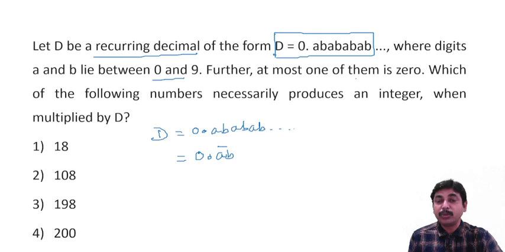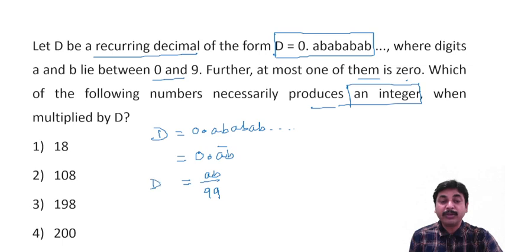Further, at most one of them is 0. Which of the following numbers necessarily produces an integer when multiplied by d? Produce an integer, that is very important. Now, how can I write this 0.ab bar? I can write this as ab by 99. So effectively what I got, d is equal to ab by 99.